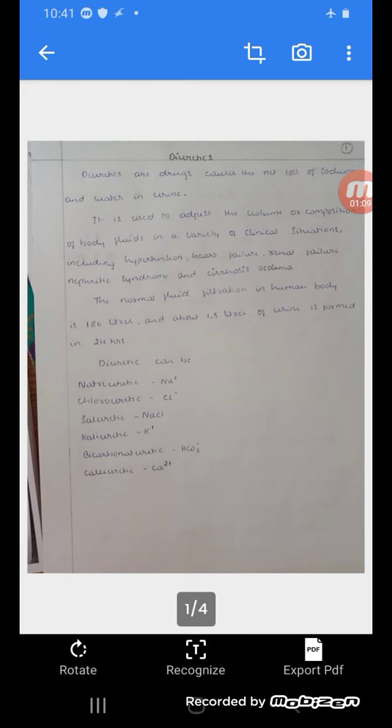Kaliuretic is the excretion of potassium in the urine, especially in an excessive amount. Bicarbonaturetic is an abnormal condition where there is increased concentration of hydrogen carbonate in the urine. Calciuretic, the excretion of calcium in the urine, is called calciuretic.